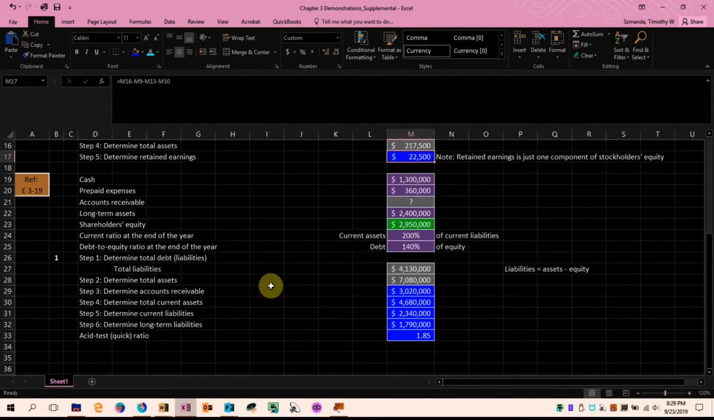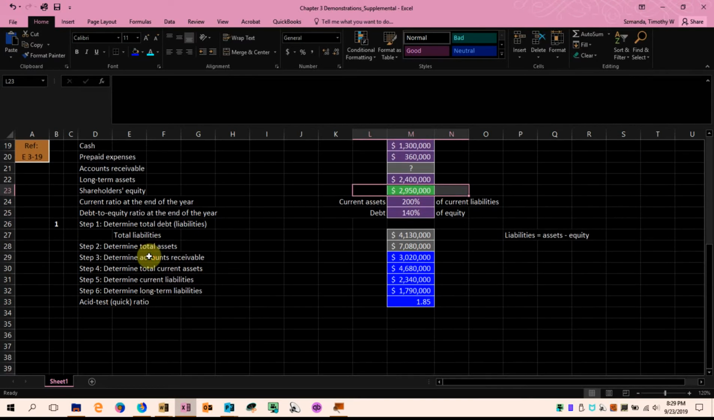Over to exercise 3-19. In this exercise, we have the current asset section of Guardian's consultant balance sheet, which consists of the list of accounts that I have here. They do not give us the accounts receivable, so I'll have to solve for that. The stockholders' equity I have changed. In the problem it's $2.5 million, and I changed it to $2.95 million. Otherwise everything else is the same. Current assets are 2 times current liabilities, or 200%, and the debt-to-equity ratio is 140%.